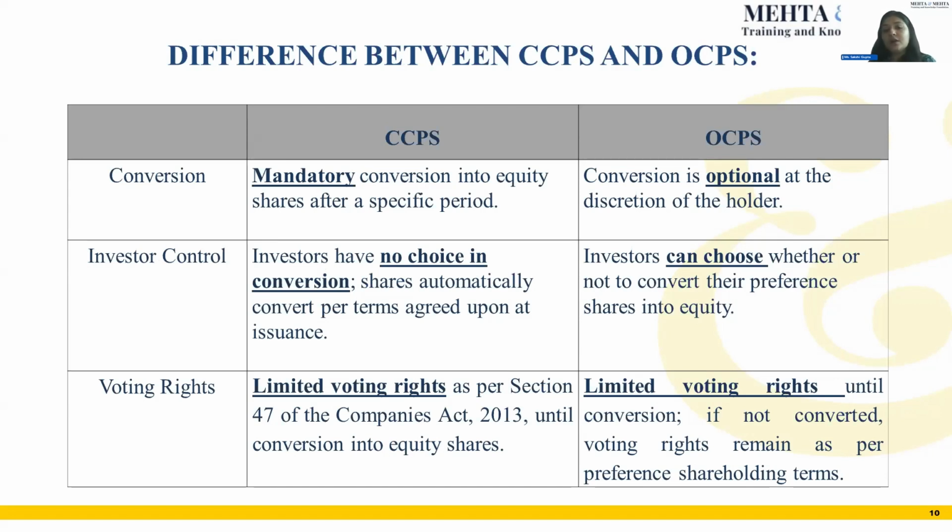Investor control. In CCPS, investors have no choice. However, in OCPS, investors have the choice, or they have leverage to decide what they want to do. With regard to the voting rights, they are the same for both CCPS and OCPS. Both preference shareholders possess limited voting rights. However, if the CCPS or OCPS are converted into equity, then they will have equal voting rights as the equity shareholders.